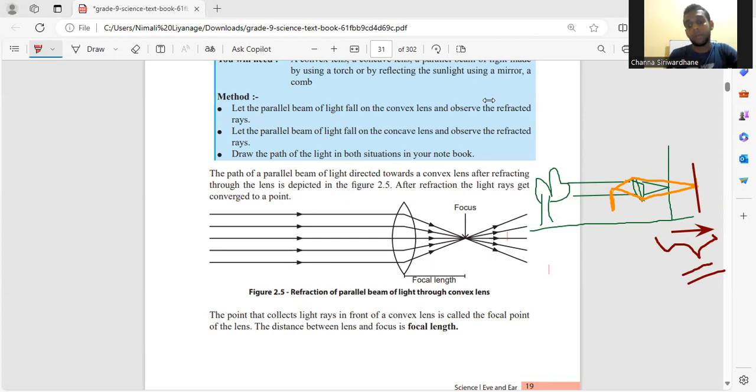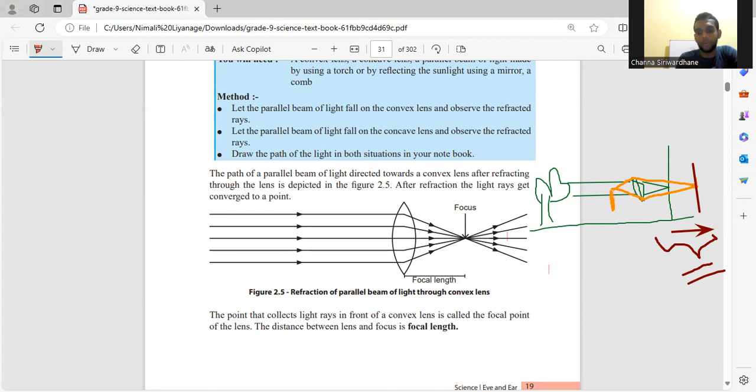Right? To a point. That point is called the focal point.